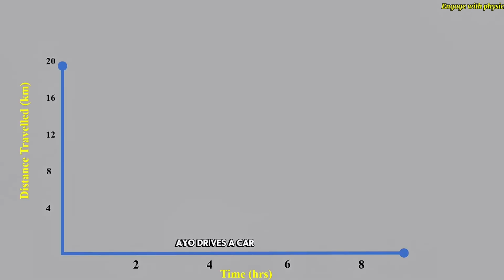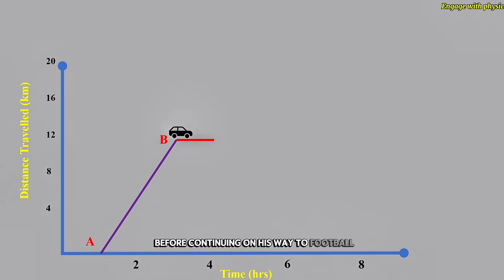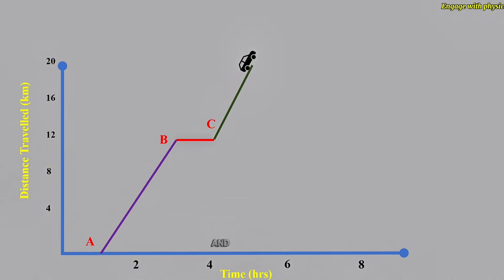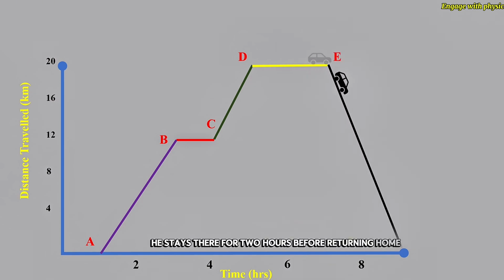So, let's assume Aya drives a car from his house at point A to the university at point B, 11 km away. He waits there for 1 hour before continuing on his way to football practice 9 km away from the university and arrives 1 hour later. He stays there for 2 hours before returning home.